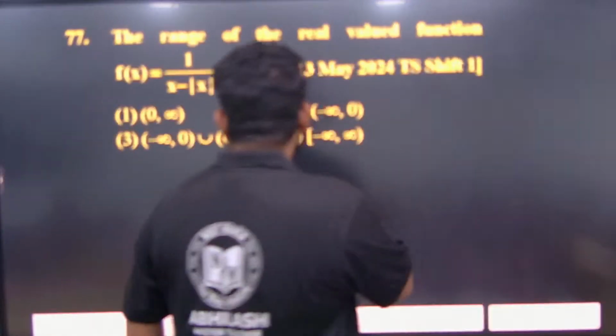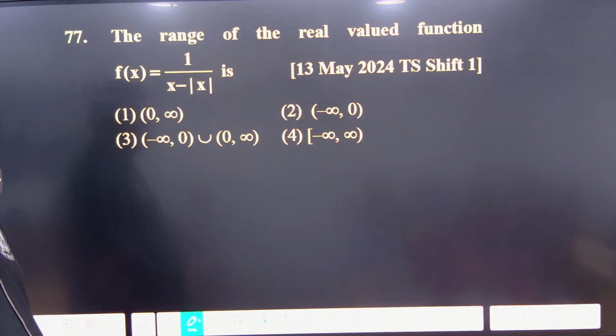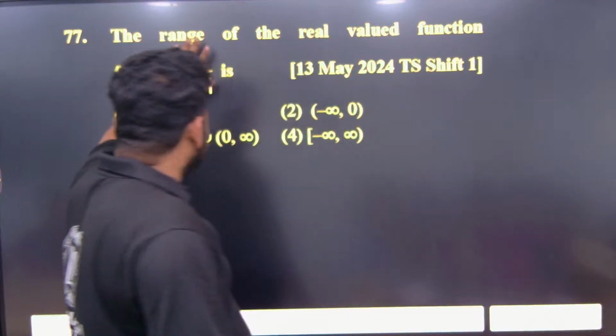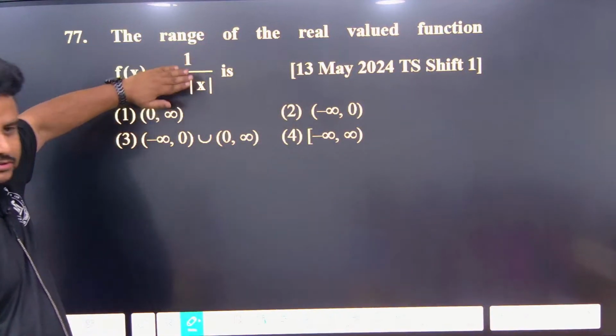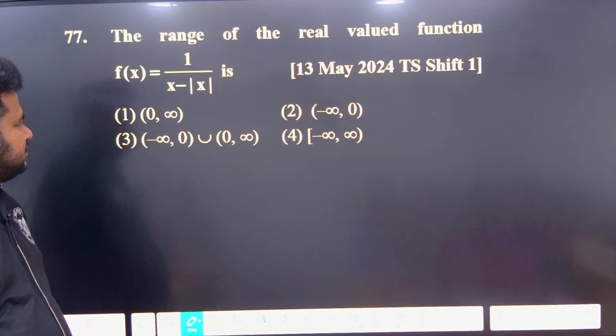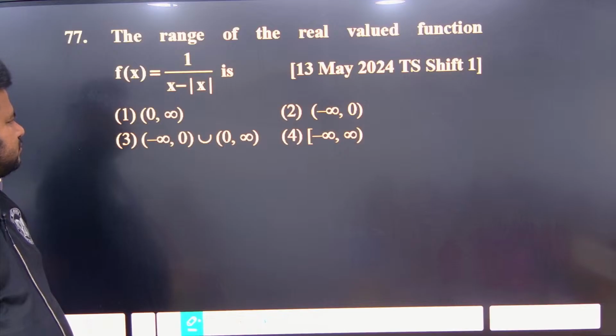Please have a look at this question, and everyone please try. In 2024 they asked f of x is equal to 1 by x minus mod x. Forget about the question for now. Let us look at the options first: 0 comma infinity, minus infinity. Which option can we remove?